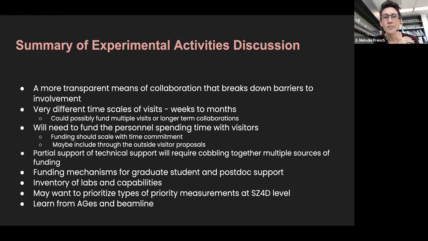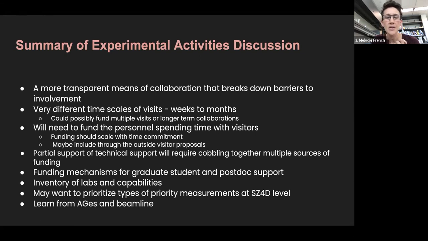But some of the things that came out of the discussions on the experimental activities, I guess I would summarize with saying there seemed to be a general support for having a network model, because it would provide a transparent means of collaboration and would also break down barriers to involvement in laboratory research. But there were a number of issues we discussed that would have to be carefully considered in terms of how that network model was actually executed.